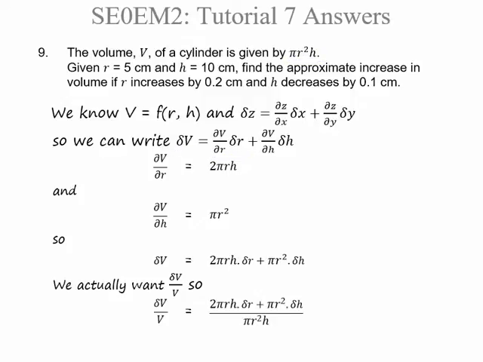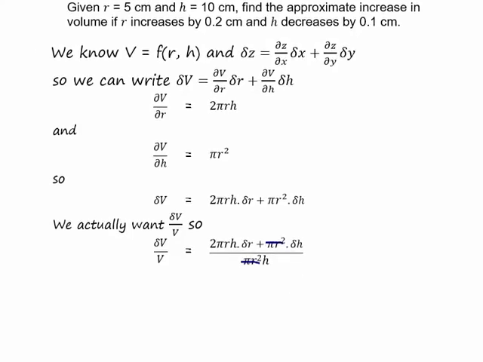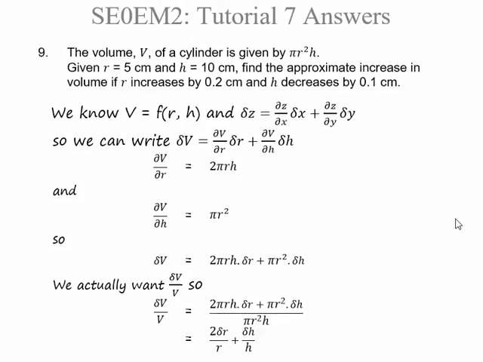That gives me delta V over V is equal to, for the first term I can cancel pi, one of the r's and h, and that's going to give me 2 delta r over r. And for the second term I can cancel pi r squared, and that will leave me with delta h over h. So delta r over r is the percentage change in radius.